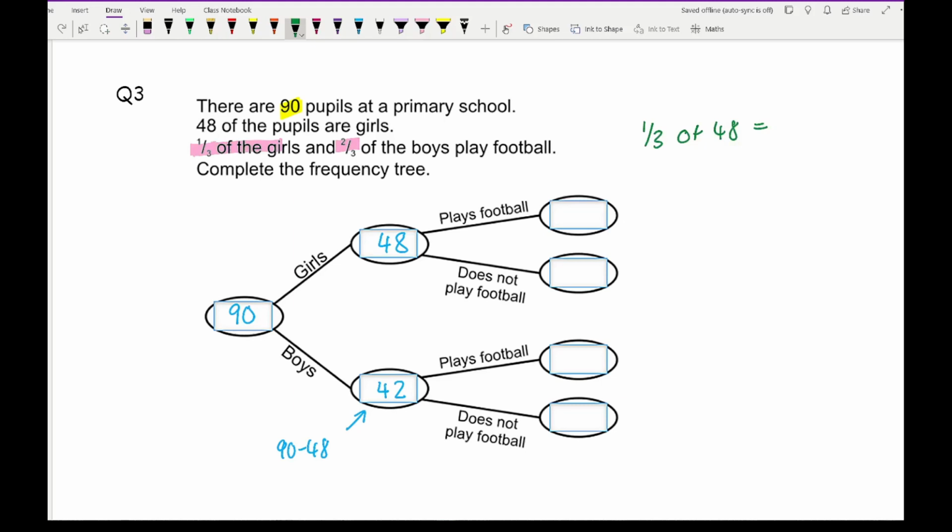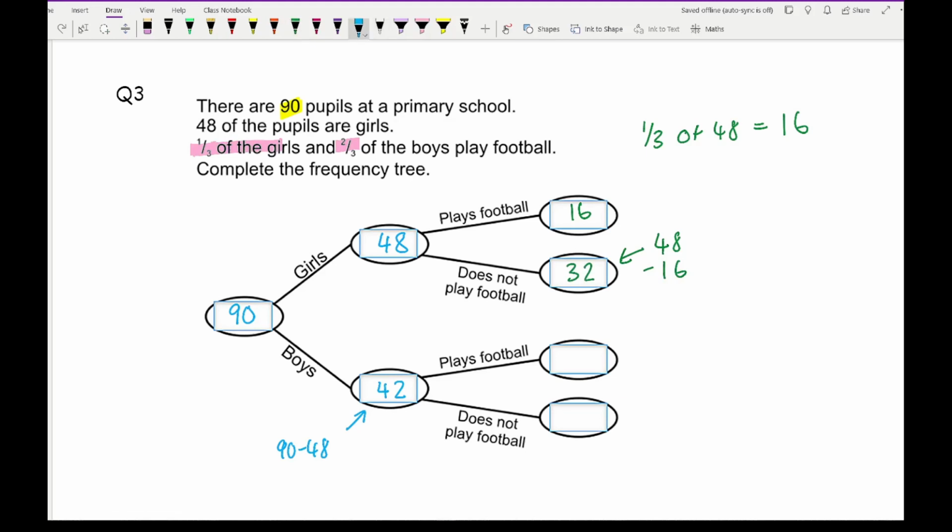So that's going to be 48 divided by 3 times 1, which gives me 16. So 16 girls play football. Then to work out the number that don't play football, it's going to be 48 take away 16, which gives me 32. And then what I need to do is work out the boys.